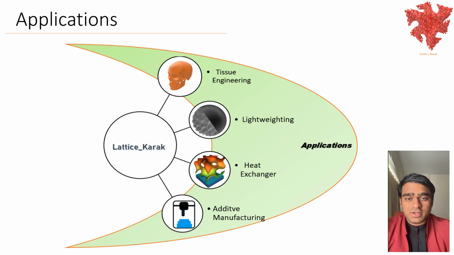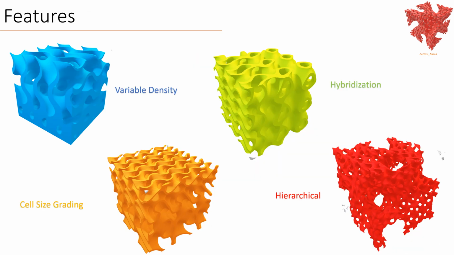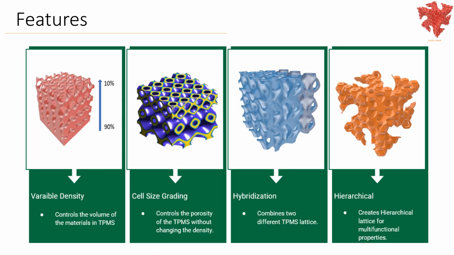Lattice can be used in many different disciplines, whether it be tissue engineering, lightweighting, heat exchangers, or additive manufacturing. So Lattice has an interdisciplinary advantage for many fields. These are the four major features which Lattice can give: variable density, hybridization, cell size grading, and hierarchical. These four cover most requirements of the design of triply periodic minimal surfaces, and all four are provided by Lattice Karak. So you can see what these four features are and how they help.